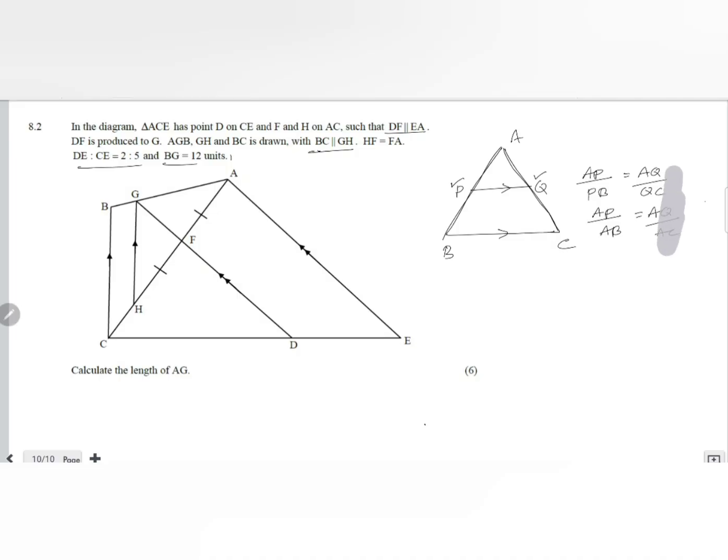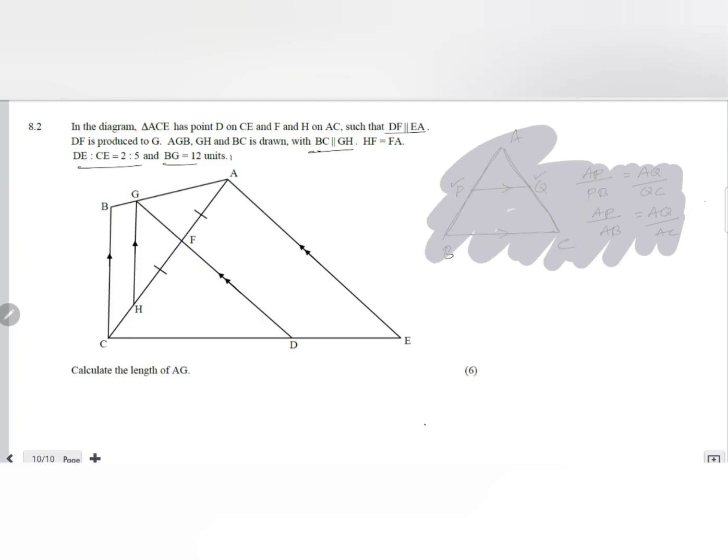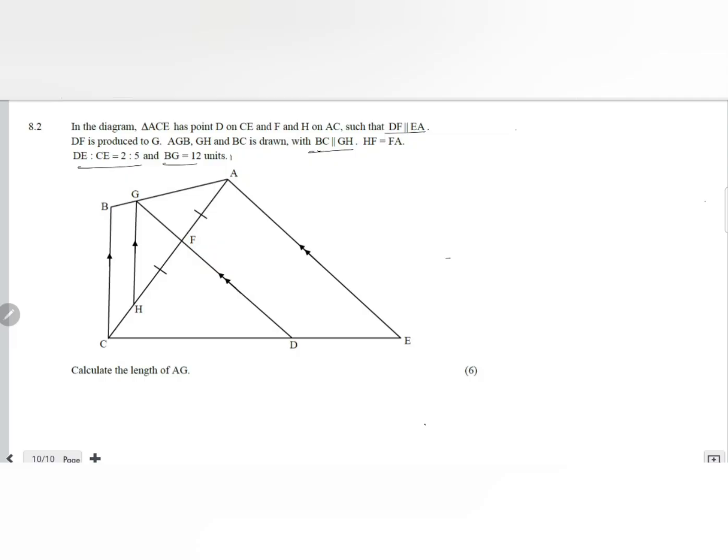Alright, let me rub this one. Now we can do this question. I want to start with that bigger triangle. What is that bigger triangle? Triangle ACE. Agree?